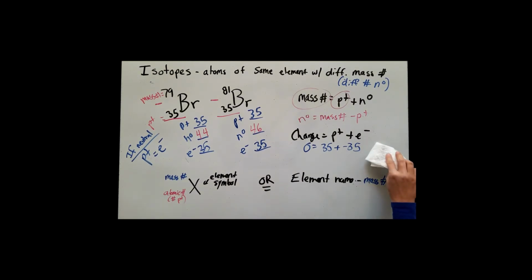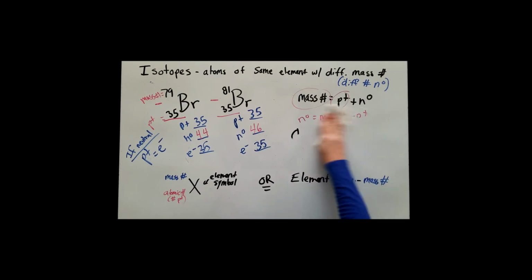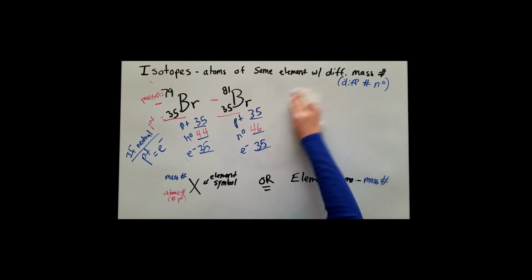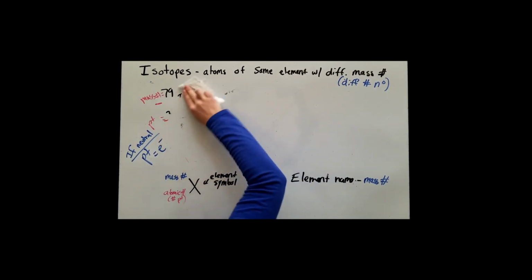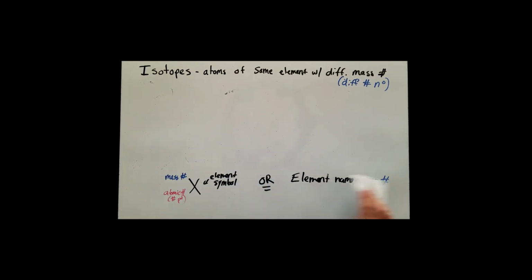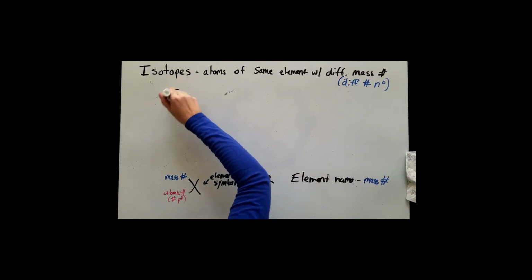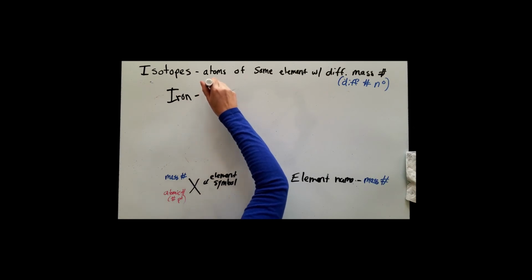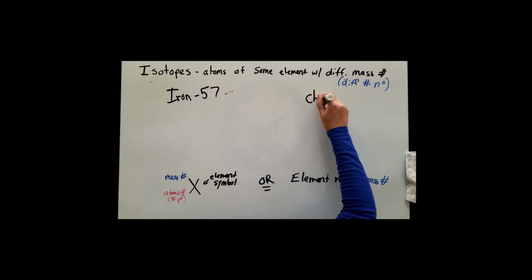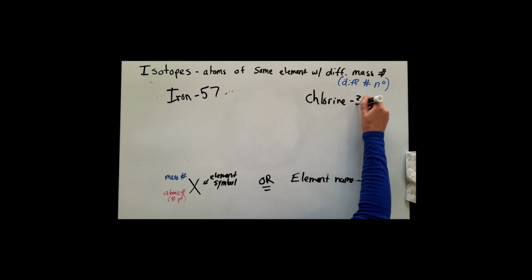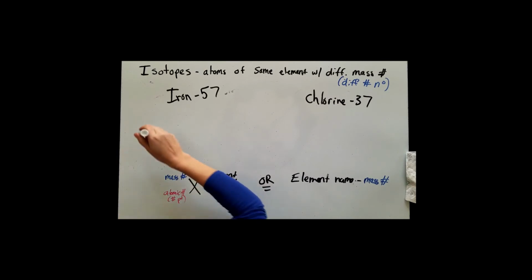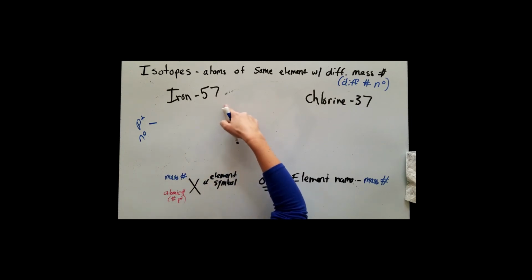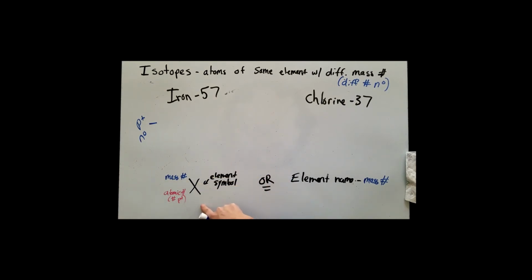All right, let's do another example. This time, let's use our other representation of an isotope. So we're going to do iron 57 and chlorine 37. And I'll do chlorine 37 over here. So for these, we're going to do the same thing. We're going to figure out the number of protons, neutrons, and electrons. But we're also going to take this representation and write it as a nuclide symbol.